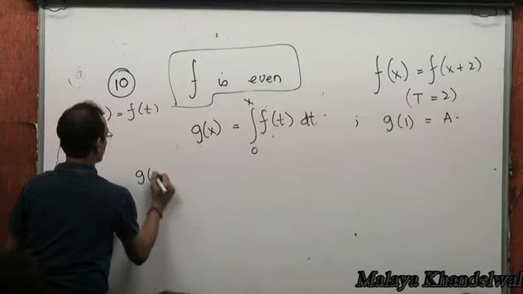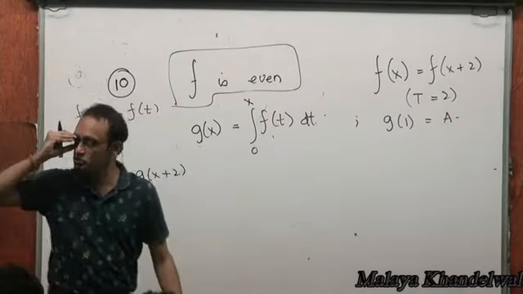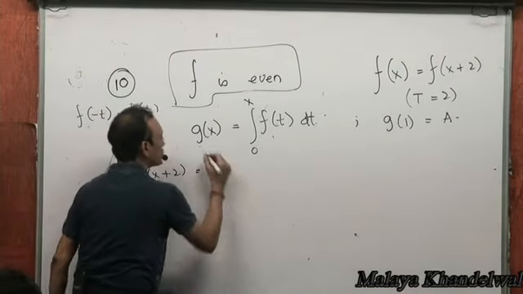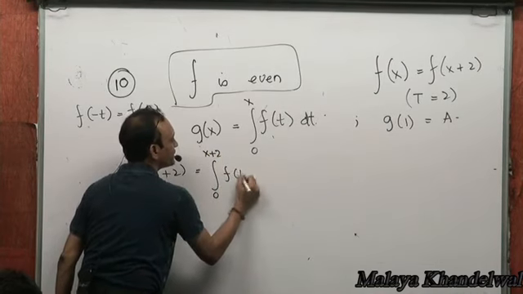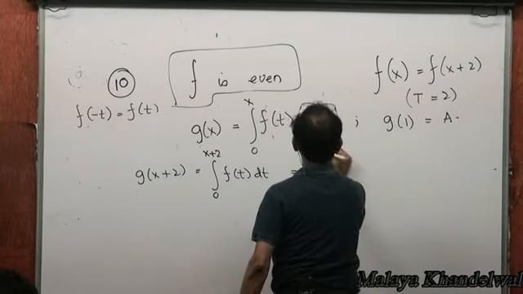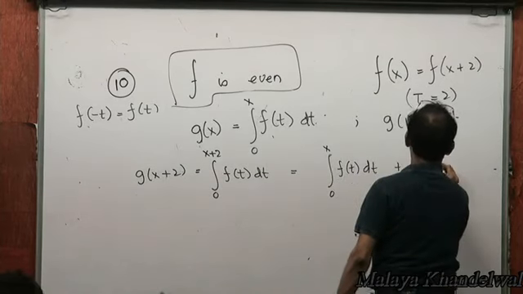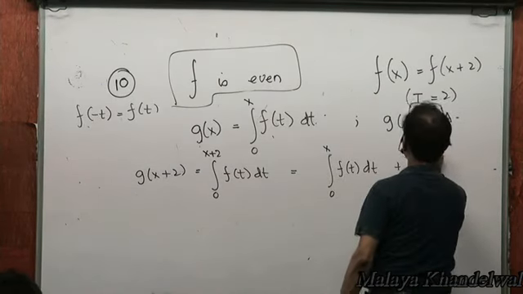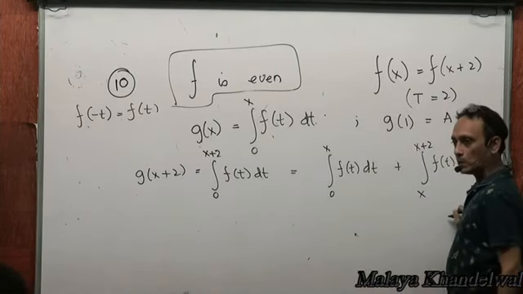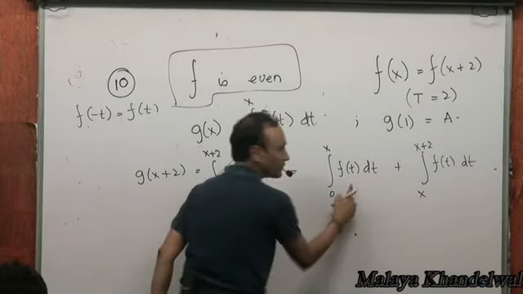Now I want to show g(x + 2) is g(x) plus g(2). Now what is g(x + 2)? The integral from 0 to x + 2 of f(t) dt. This I can write as the integral from 0 to x of f(t) dt plus the integral from x to x + 2 of f(t) dt. This first part is g(x), good for us.